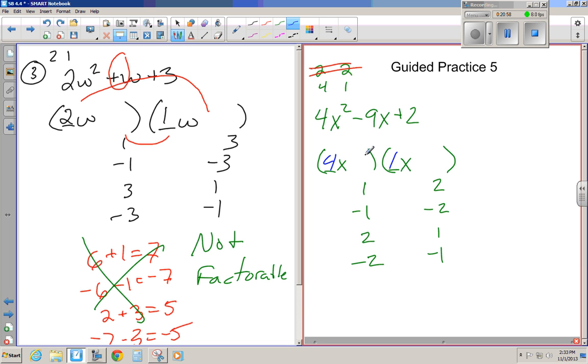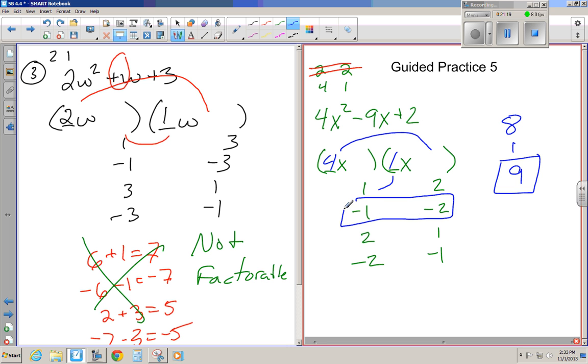4 and 1. Well, outside, 4 times 2 is 8. Inside, 1 times 1 is 1. You end up with 9, which makes you happy, except that this is negative and this is positive. All that means is now you can pretty much guarantee that the next factored, minus 1, minus 2, is the factored form. 4x minus 1 times x minus 2 is factored form.